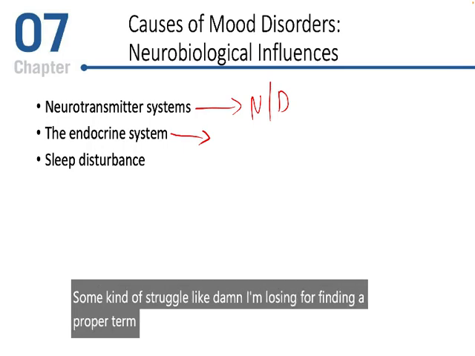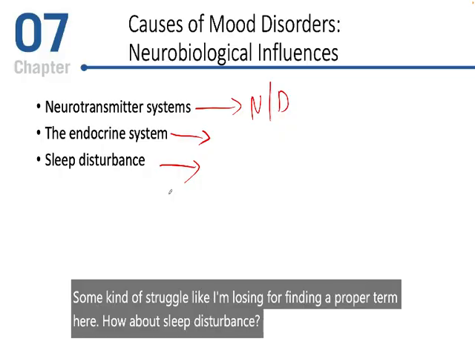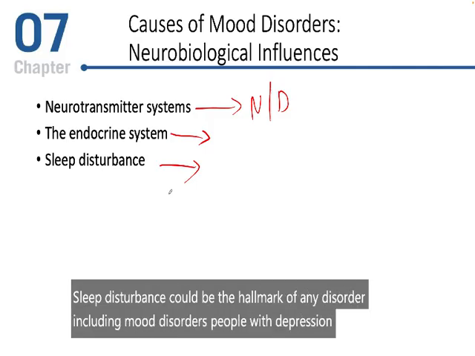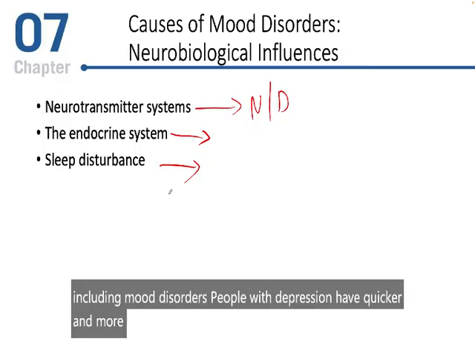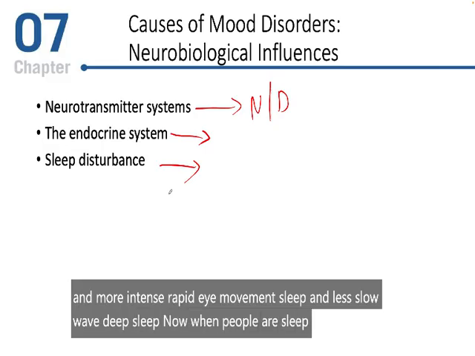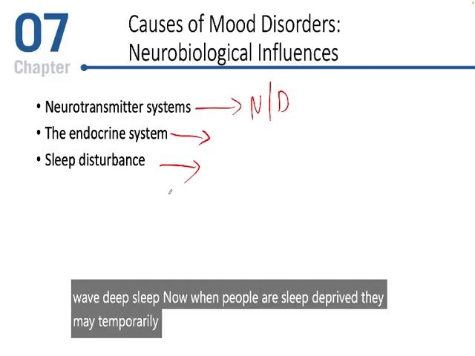Well, how about sleep disturbance? Sleep disturbance could be the hallmark of any disorder, including mood disorders. People with depression have quicker and more intense rapid eye movement sleep and less slow wave deep sleep. Now, when people are sleep deprived, they may temporarily improve depressive symptoms in bipolar patients.